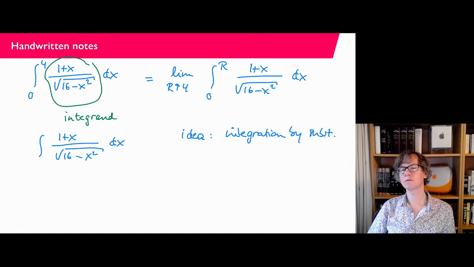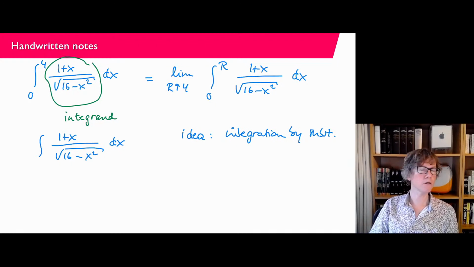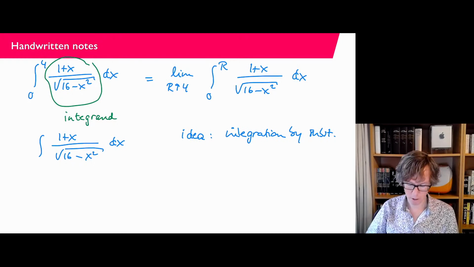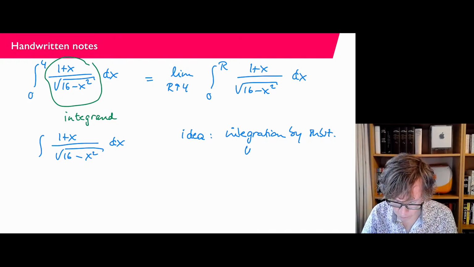The golden rule for integration by substitution is that you look at a complicated function, the square root in this situation, and whatever is under the square root, the argument of the square root, that's what you take. So here we would take u equal to 16 minus x squared.